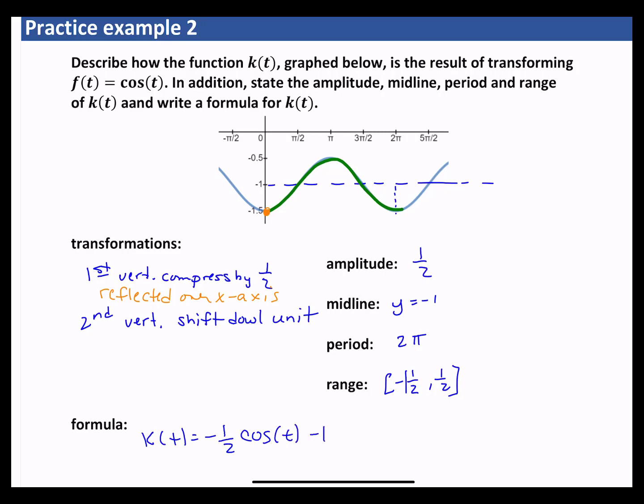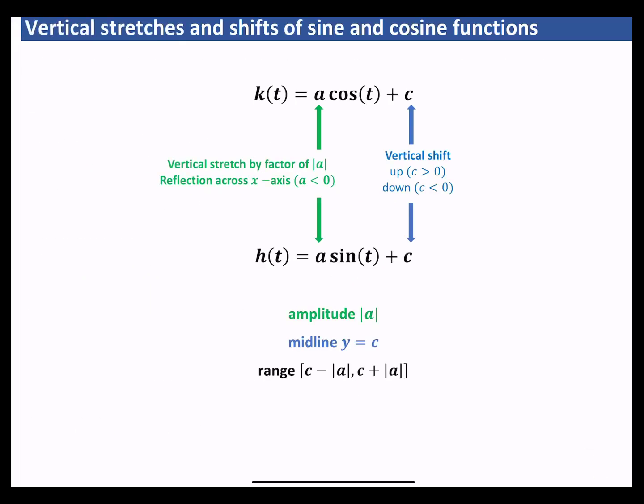In conclusion, we saw that multiplying the cosine and sine functions by a factor of a applies a vertical stretch or a reflection across the x-axis when a is less than 0, and that a vertical stretch determines the amplitude of the transformed function. We also saw that adding the real number c to the cosine or sine functions applied a vertical shift, and that a vertical shift determines the midline of the transformed function. Lastly, by starting at the midline y equals c and subtracting the amplitude, we get the lower value of the range, and by adding the amplitude, we get the upper value for the range.